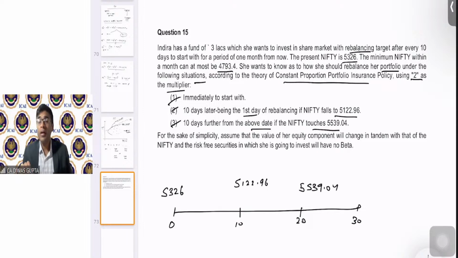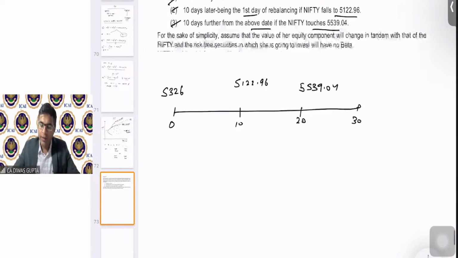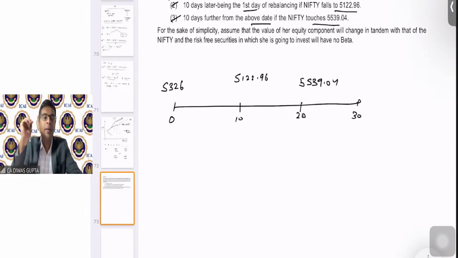Now they are asking us that if the Nifty is moving in such a direction and I have to invest a fund of rupees 3 lakh in such a way that I always rebalance my portfolio basis the risk that I'm going to undertake, that is defined as 2, then what should be my strategy? That is what the question is asking us. Let us try to understand from the solution how we will be able to achieve this.